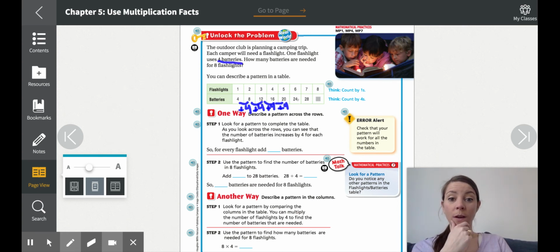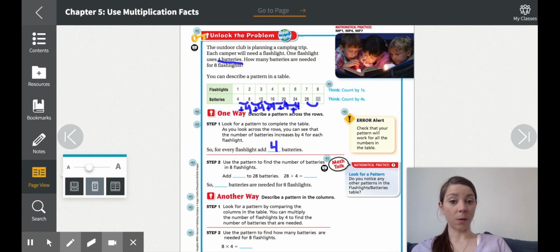Okay, so if I'm already at 28 and I know, oh, here we go. Let's just fill that in. So for every flashlight, add 4 batteries, right? Now let's look at step 2. Use the pattern to find the number of batteries in 8 flashlights. So what do I need to do? If they got me to 28 right here, how do I figure out what's supposed to go in that next box?